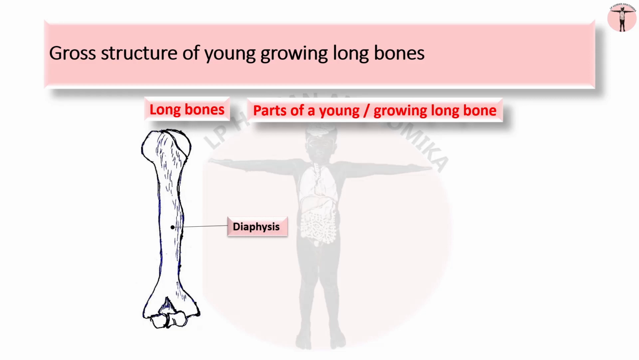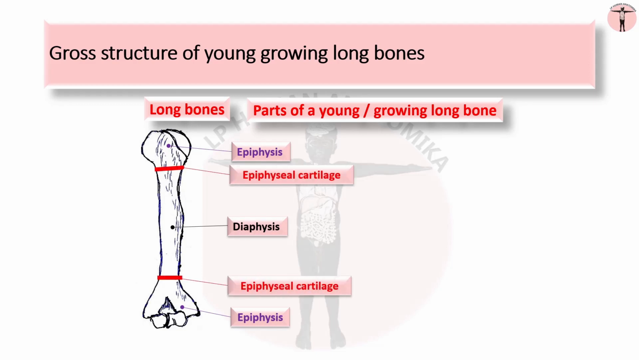Diaphysis in the center of the bone, epiphysis present at both ends of the bone, epiphyseal cartilage present on both sides of bone, and metaphysis which is present on both sides of shaft of the bone close to epiphyseal cartilage. The details of each part will be discussed now.